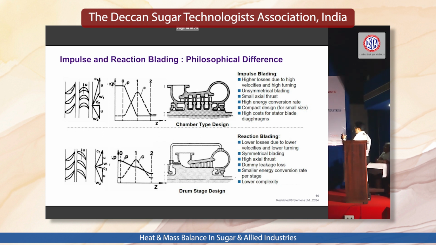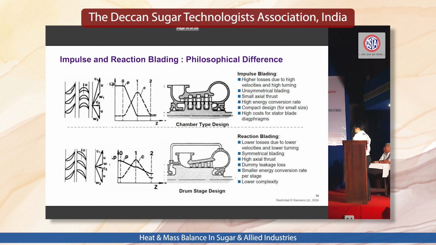And here is the basic difference between impulse and reaction turbines. In impulse blading there are higher aerodynamic losses in the blading, and also a high energy conversion rate per stage, and the stator design is somewhat complicated and at a higher cost, whereas in a reaction turbine the blade aerodynamic losses are lower. There is symmetric blading.